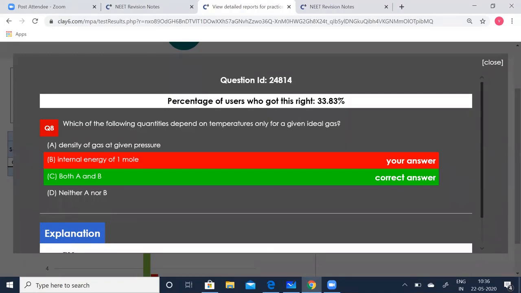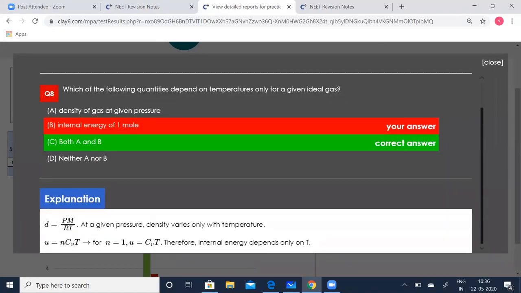Which of the following quantities depend on the temperature only for a given ideal gas? Let us see the explanation part. Density is equal to Pm by RT, so at a given pressure the density varies with temperature. U is the internal energy, n Cv times T, where n is equal to 1. So if n is equal to 1, U is equal to Cv T, then you can say that internal energy depends on T. So the correct answer should be both the density and the internal energy. So both A and B should be correct. I said only the internal energy. Density is going to depend on T also.